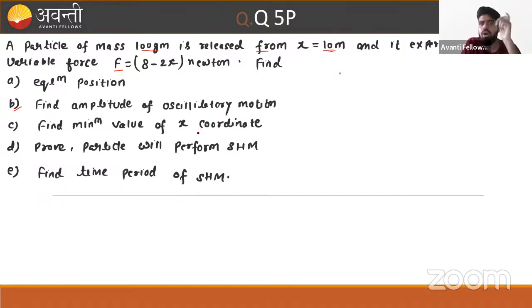Okay. Minimum value of x coordinate. It means at which point the particle can move in negative x. D, prove the motion is SHM. And in the last part, what is the time period of SHM?